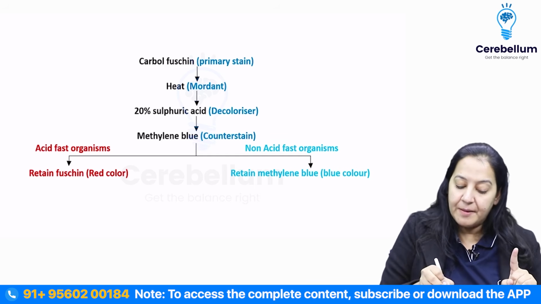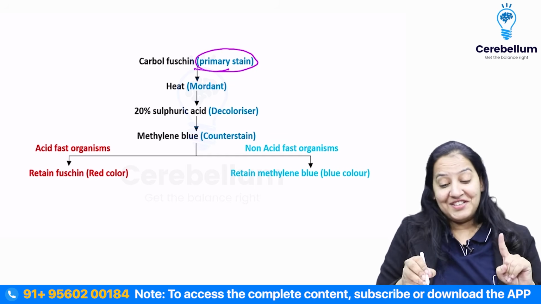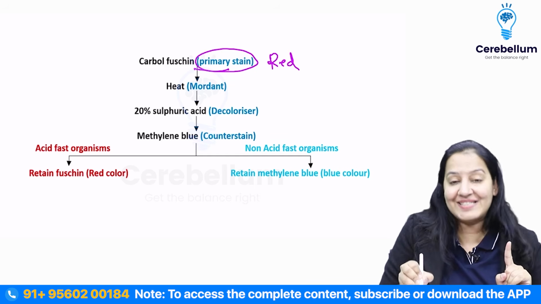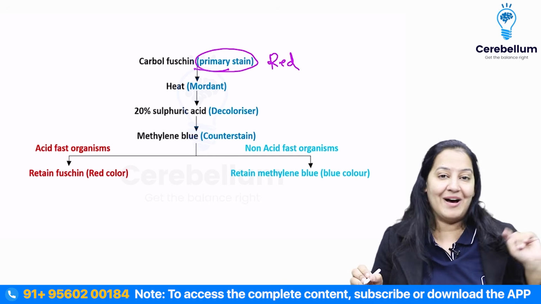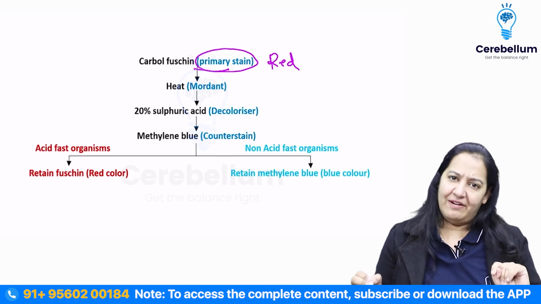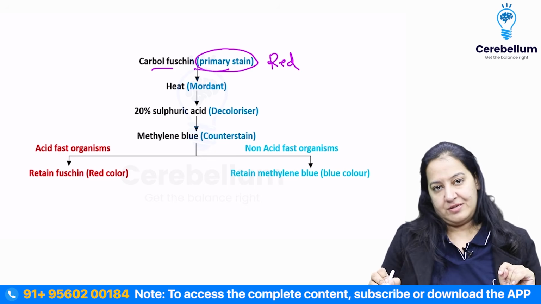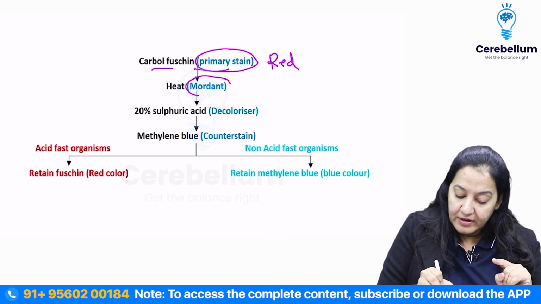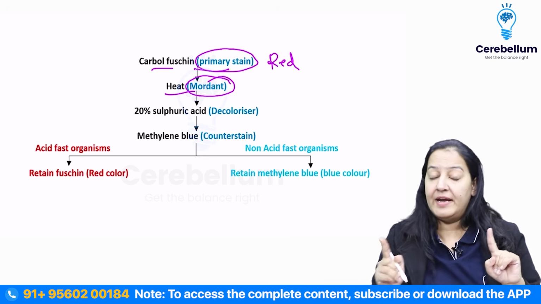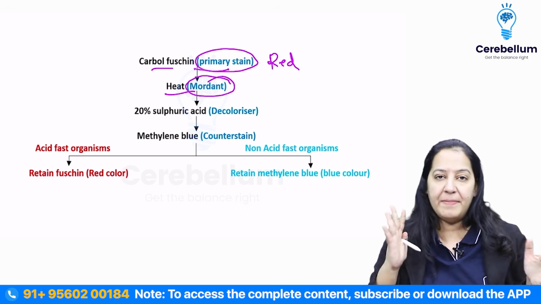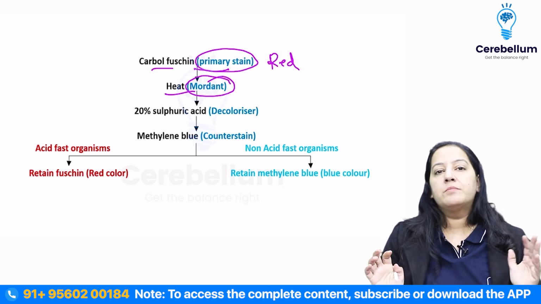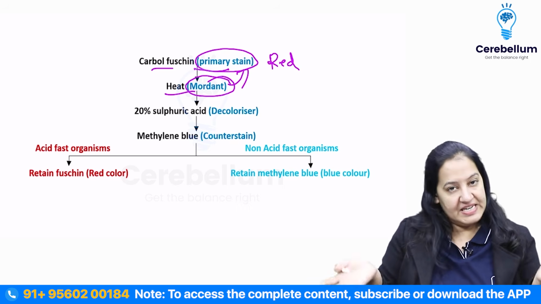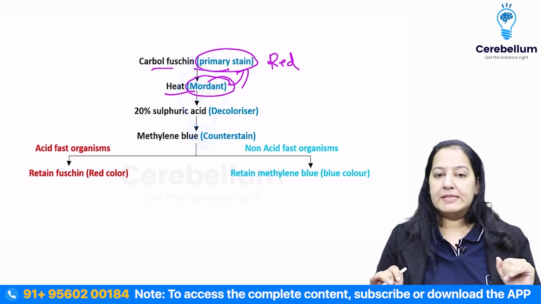Now here also we take a primary stain. Here the primary stain is a red stain, not violet like gram stain. So any red stain will work. Usually we use carbol fuchsin. Here the mordant is heat, not iodine as in gram stain. So compare and contrast the two. What is a mordant? A mordant is something that fixes the primary stain inside the bacteria. So here the mordant is heat.